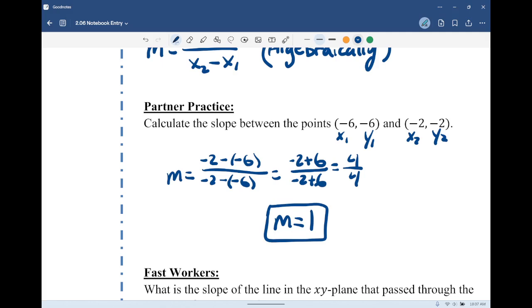From here, I'm actually not worried about the fast worker section. I need you to flip your notes page, please. Go.